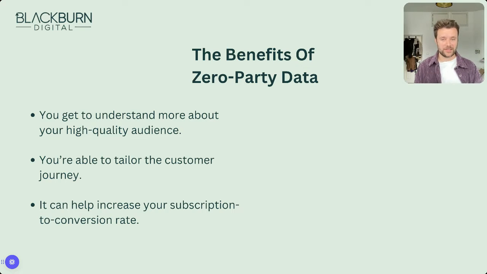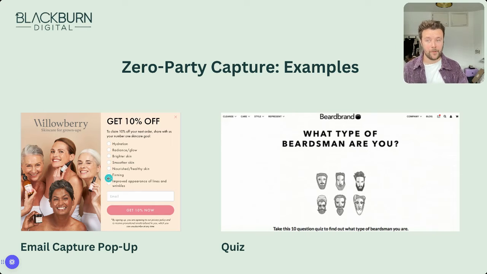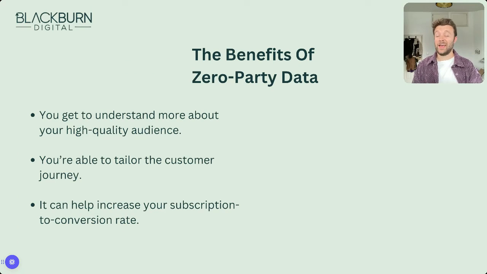Secondly, you're able to tailor the customer journey. So suddenly in the example that we've got here with the 10% pop-up, if a customer said that they wanted brighter skin, we can make sure that the first email they get in the welcome flow is tailored to helping them get brighter skin. They might not need product B if product B is helping them with acne, but product A is specifically helping them have a better glow and brighter skin. So that's where it can really start helping us be smarter with our marketing and ultimately give a better customer journey because it's linked to what the customer actually wants, which is the whole goal of zero-party data.